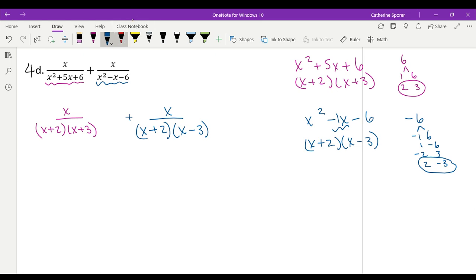Okay. So now we find our least common denominator, or the least common multiple of the denominators. And that would just be any factor in parentheses that appears in any denominator. So we have an x plus 2. We have an x plus 3. And then we have another x plus 2, but that's already covered in the least common denominator. But then we have an x minus 3.